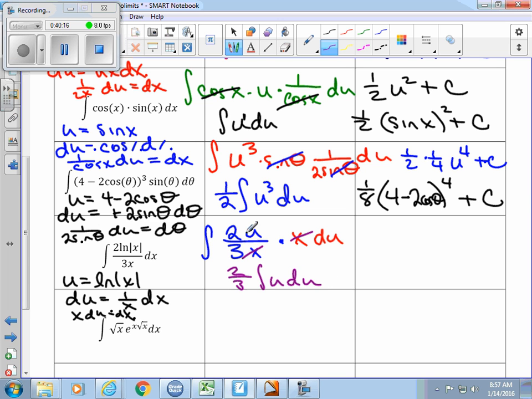I don't care how you did it, you all ended up with 2/3 integral of u du, right? Even if you put the 2 in, it doesn't matter. It did make this stuff a little yuckier, which is fine. 2/3 times 1/2 u squared. I keep forgetting I have to check the antiderivative. Yeah, don't forget the antiderivative. 1/3 u squared, and u was natural log of the absolute value of x, plus C.